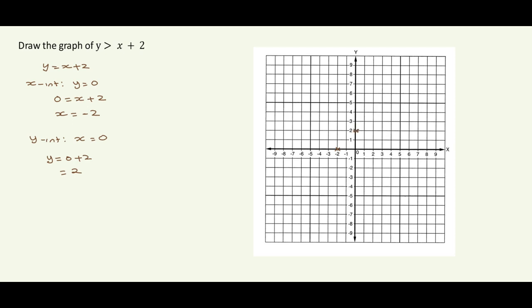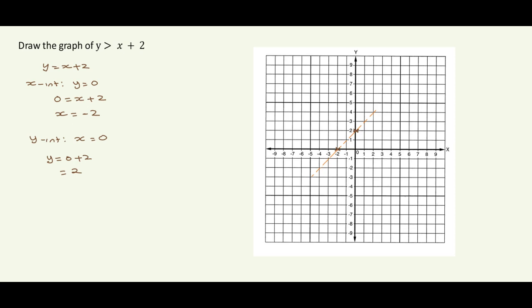So we have this as our y-intercept. The next thing we're going to do is to draw a line that joins both together. So we got a line that joins those points together. So that is our line. And because it is greater than and it's not equal to, what we're going to do now is make it a dotted line. So we erase that portion of it to show that it's not equal to.